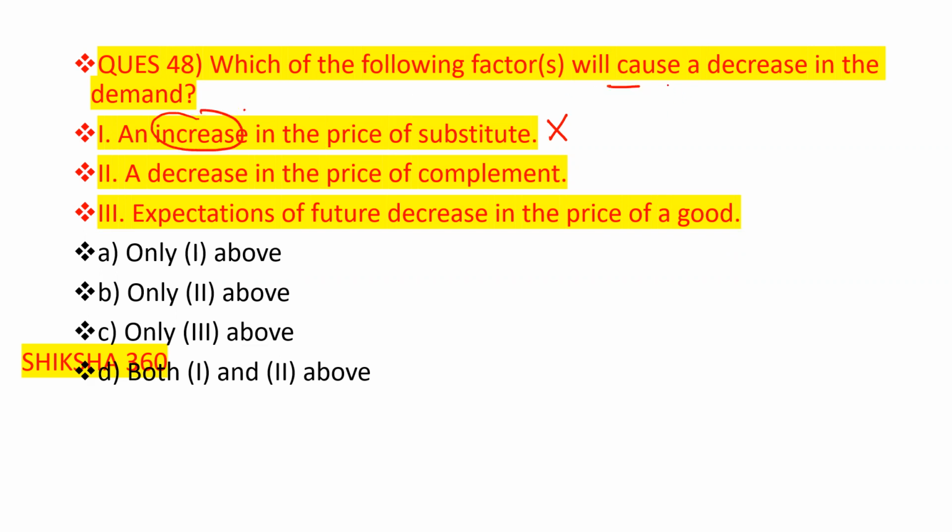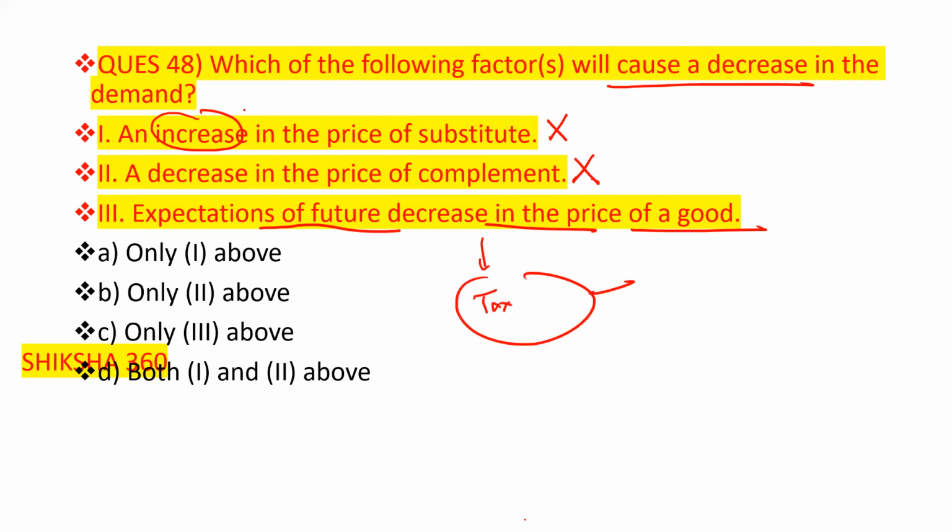Which of the following factors will cause a decrease? An increase in the price of the substitute, this is wrong. A decrease in the price of the complement, this one is wrong. Expectations of a future decrease in the price of the good: we know that in the upcoming time there will be a lower price. Or the government is reducing tax on these things in the upcoming time. So it would lead to a decrease in the demand.